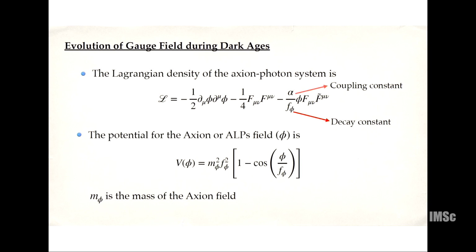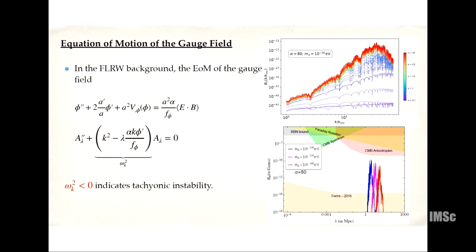Here alpha is some coupling constant, f is the decay constant of the axion field, phi is the axion, and the potential of the axion field is typically known, and here m phi is the mass of the axion. When the mass of the axion and the background Hubble are comparable, the axion field oscillates. When it is oscillating in the FLRW background, the system of equations looks like this, where you can see the effective omega term is negative when this entire quantity is negative, and that is only possible when the axion field is oscillating in the background. Then we have a tachyonic instability in the system.